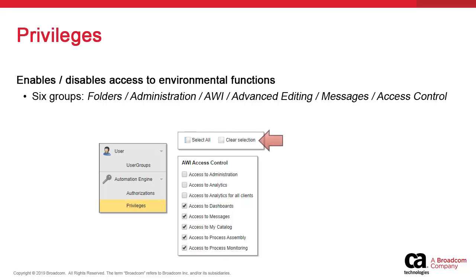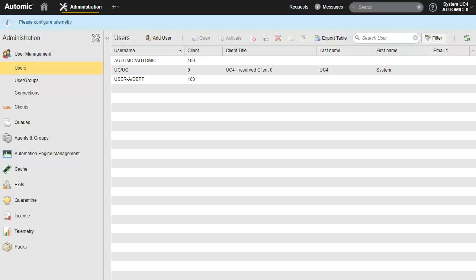At the top, we find 2 functions: select all, which enables all privileges, and clear selection, which disables all of them. In our example, we show AWI access control, which defines privileges to the interface. In the demo, we'll give the user access to all perspectives, except administration, and show how that perspective is simply inactive. We start in client 0 and update the user.